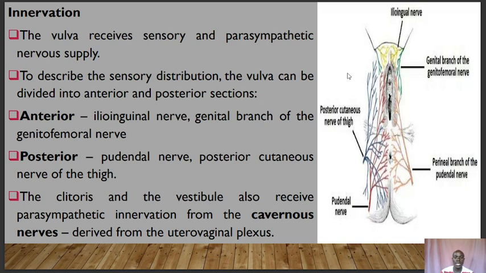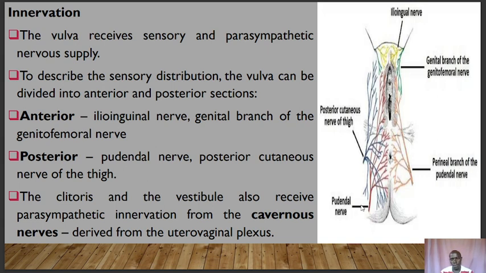To describe the sensory distribution, the vulva can be divided into two regions: the anterior and the posterior sections. When you look at the anterior section, we have the ilioinguinal nerve and the genital branch of the genitofemoral nerve. Okay, and here are the two. But when you look at the posterior, we have the pudendal nerve.